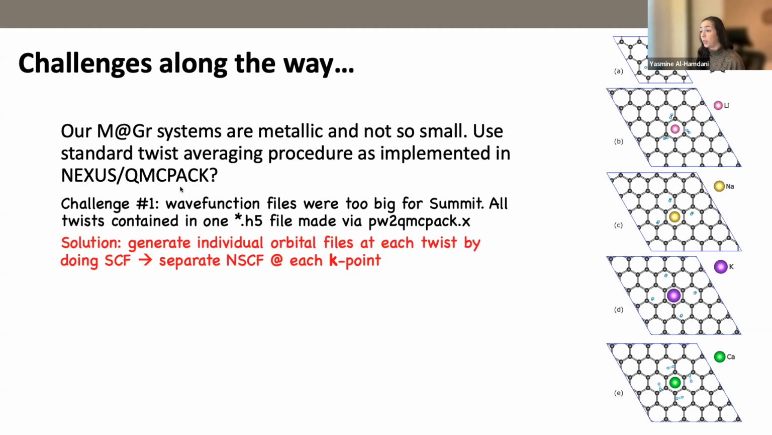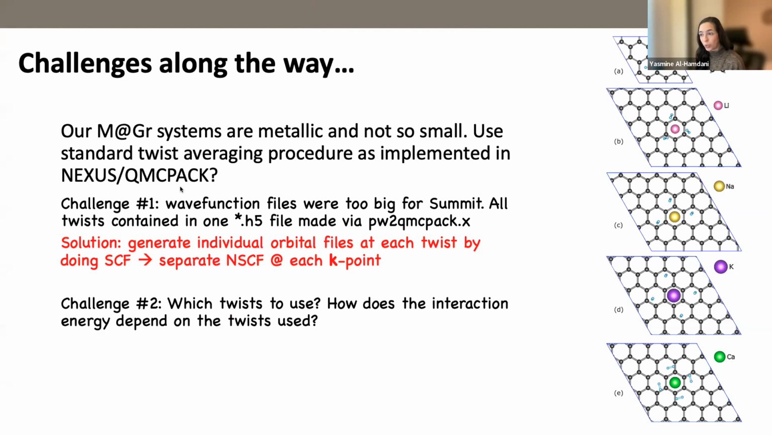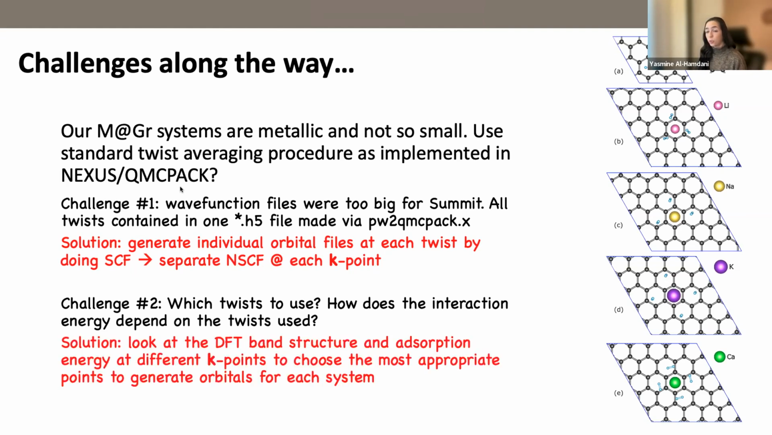So we figured, okay, we'll do an SCF calculation, then we'll do separate non-self-consistent field calculations at each k-point that we want to use. And then each QMC calculation is, of course, independent. But the point is that the wave function file that it was reading in was manageable on the machine setup that we were using. But then there's a question of which k-points do we use? We have to make sure that the interaction energy is converged using that set and that everything matches up fine. So to do that, we actually ended up looking at the DFT band structure and the absorption energy at different k-points to choose the most appropriate ones.